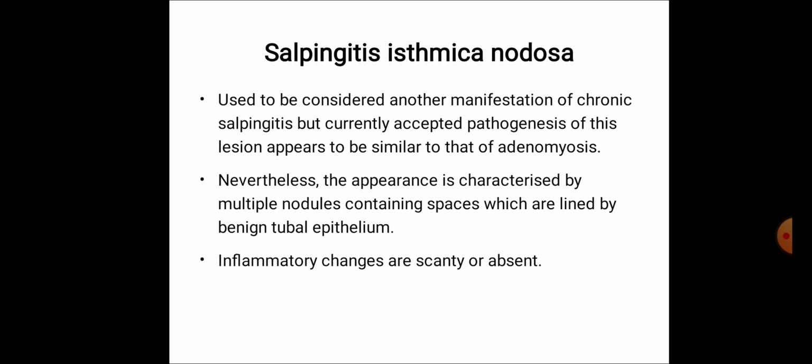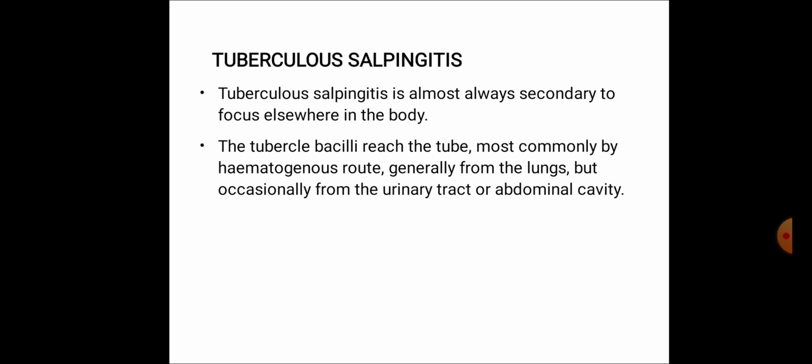Salpingitis isthmica nodosa used to be considered another manifestation of chronic salpingitis, but currently it is accepted that the pathogenesis of this lesion appears to be similar to that of adenomyosis. Nevertheless, the appearance is characterized by multiple nodules containing spaces which are lined by benign tubal epithelium. Inflammatory changes are scant or absent.